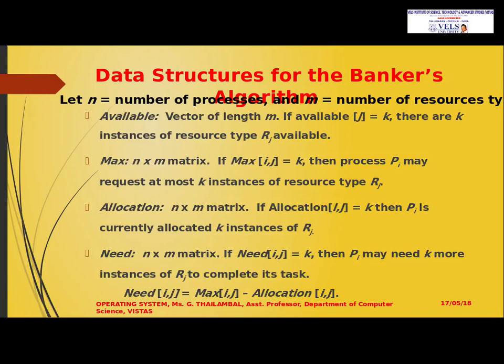And what is allocation of I comma j equal to k? K instances of resource Rj is allocated to process Pi. I is meant for process, j is meant for resource, and k is meant for the instances of resources. And need of I comma j equal to k, what is that? K instances of resource Rj is needed by the process Pi. So these are the data structures which we are going to use in Banker's algorithm.